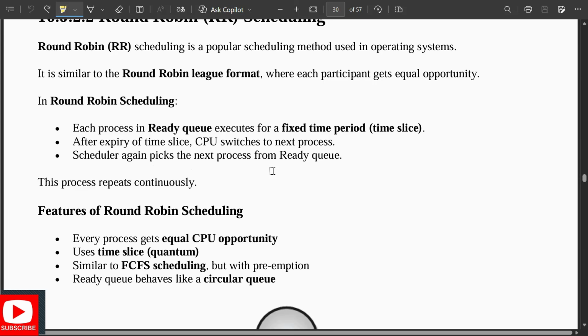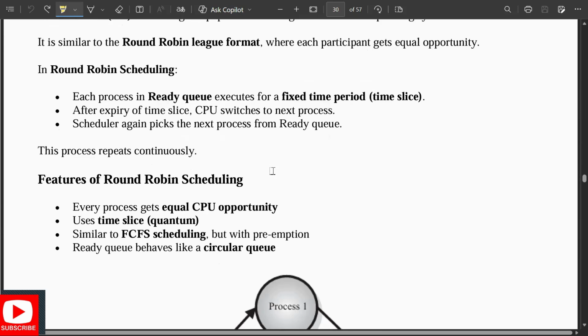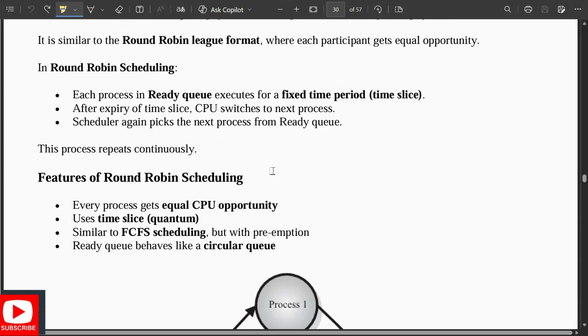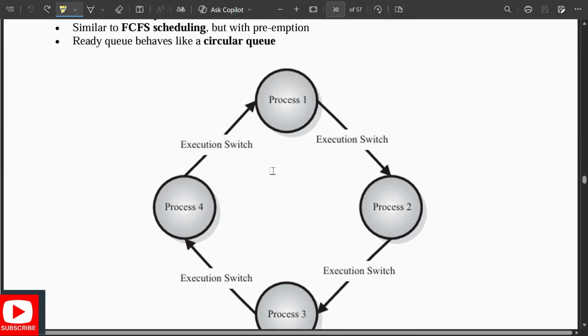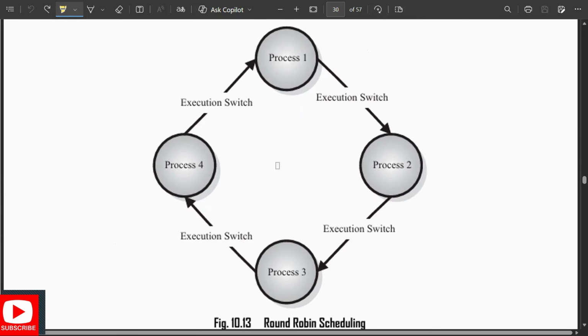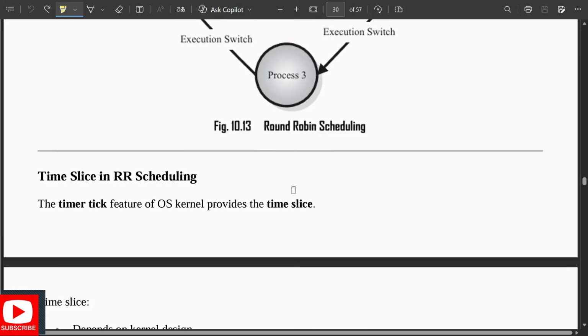The features of round robin scheduling are: every process gets equal CPU opportunity, and it uses a time slice similar to first come first serve scheduling but with preemption. The ready queue behaves like a circular queue. You can observe this in the round robin scheduling: execution switches from process 1 to 2, then 3, then 4, and again to process 1.